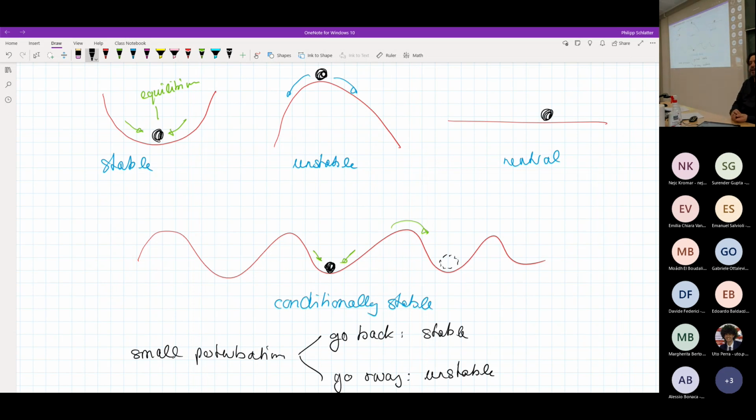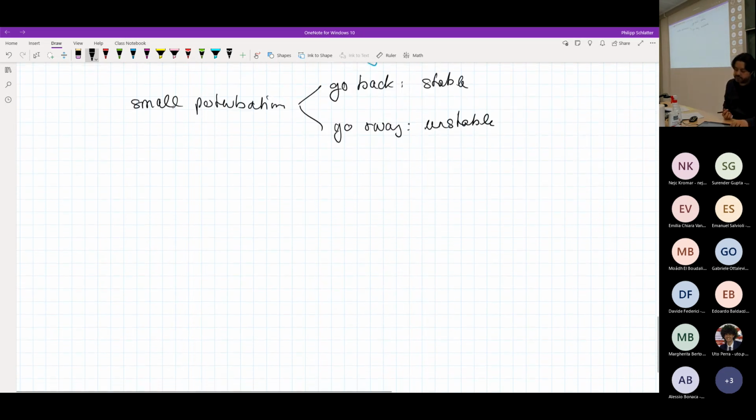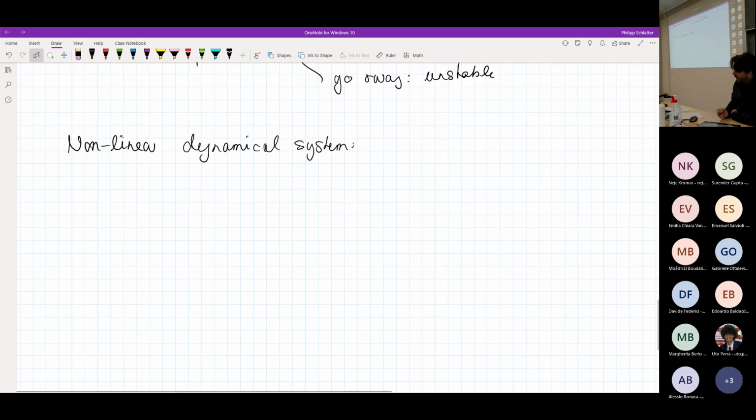Of course, in this case with the bowl and the hill, it's kind of clear. But now we would like to apply the same idea on a flow case. So that means we will start with a very simple example, and that is the example of a nonlinear dynamical system. So how does a nonlinear dynamical system look?